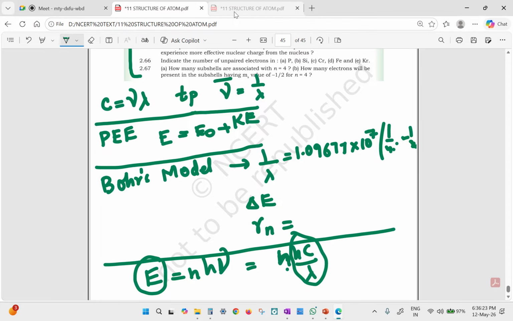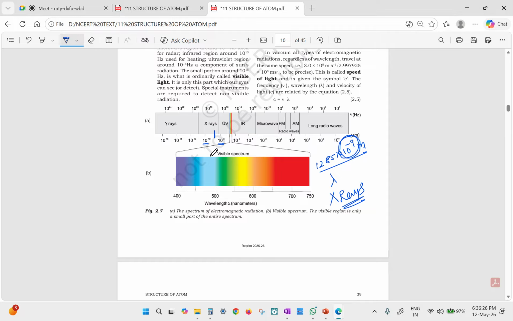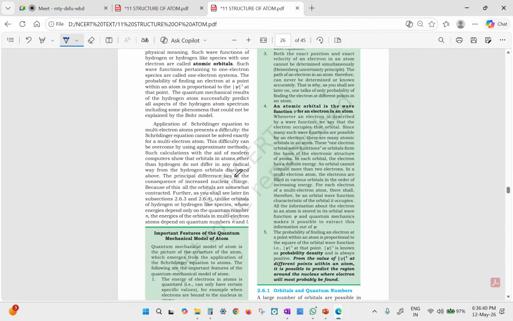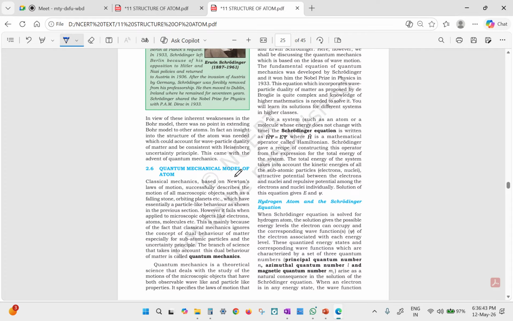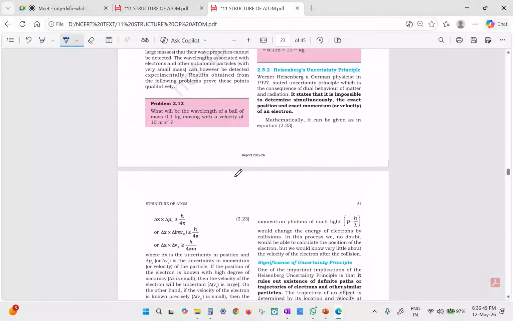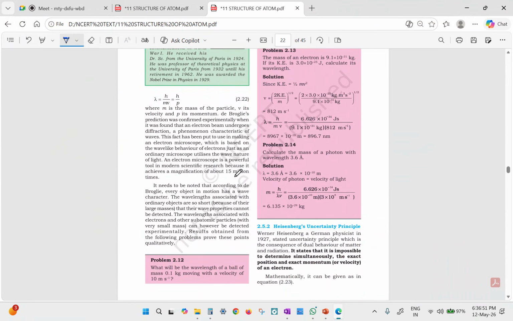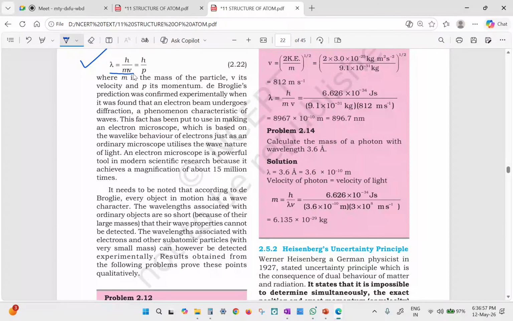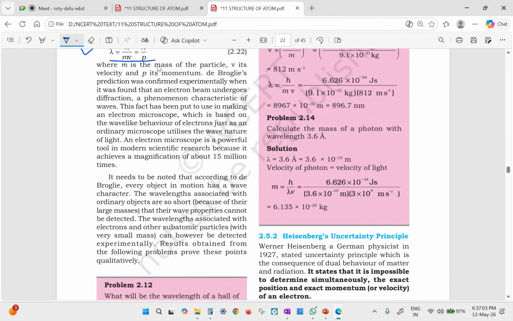Now we are going to continue with the lesson. So far, did we discuss the drawbacks of Bohr's model, children? Yes, ma'am. We are supposed to do the Heisenberg uncertainty principle. What about the de Broglie equation? That's done, no? De Broglie equation, de Broglie wavelength. We have done this. Have we? Okay, done.